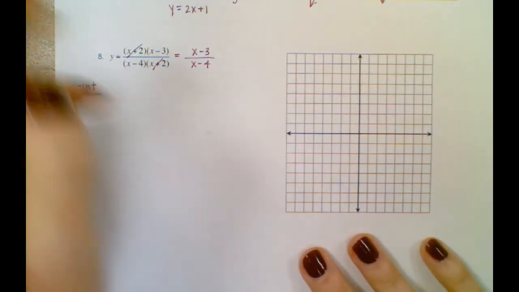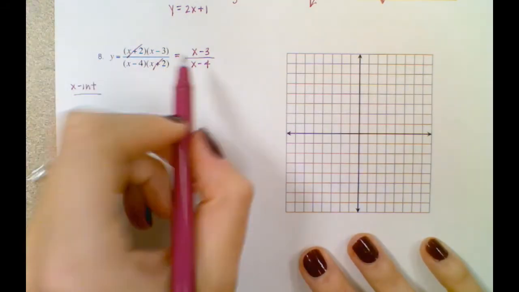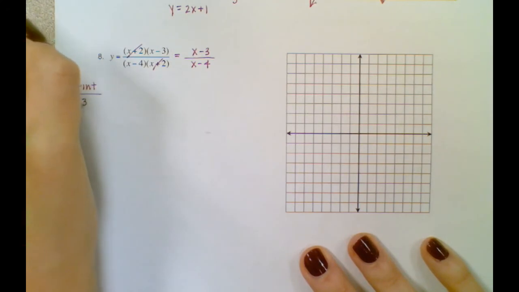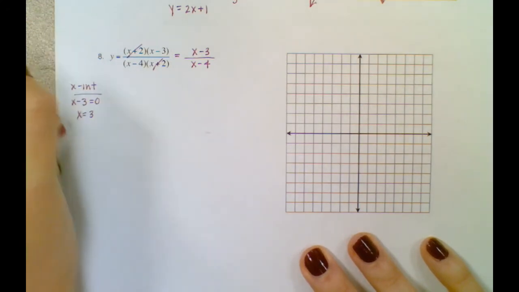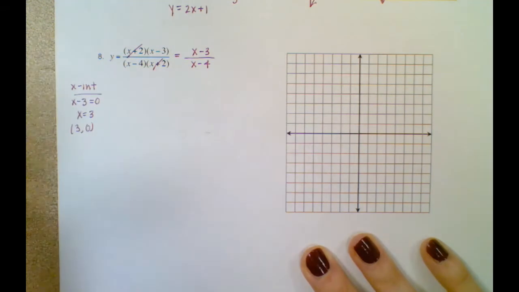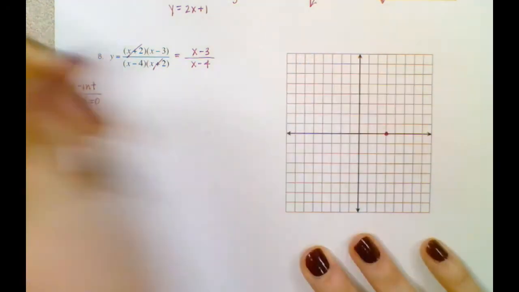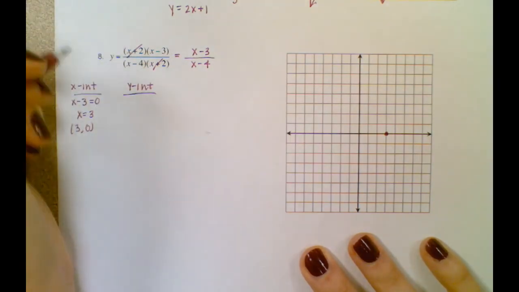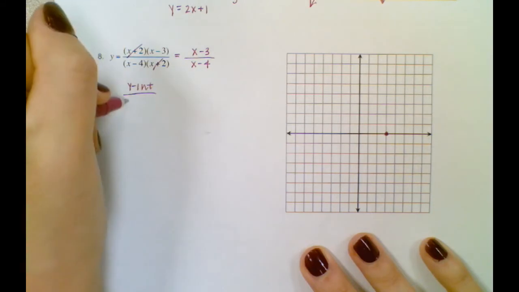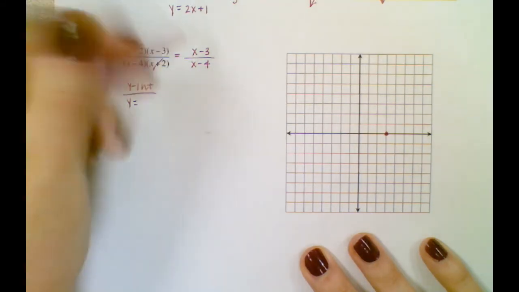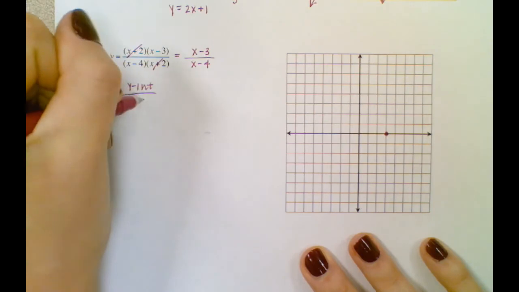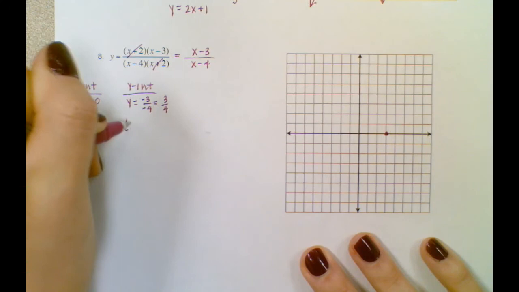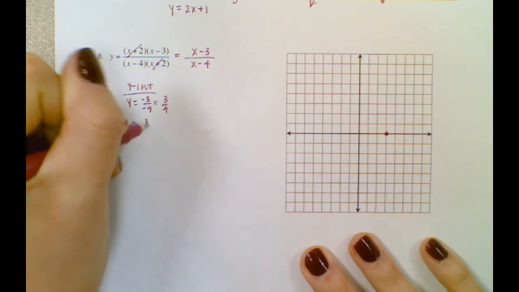So for x-intercepts, I just need to find what makes this numerator equal 0. So x equals 3. So at (3, 0), I have an x-intercept. 1, 2, 3. My y-intercept, that's when x is 0. I'm just going to plug it into the simplified version because it will be less algebra. So I get -3 over -4, which is just 3/4. So at (0, 3/4).